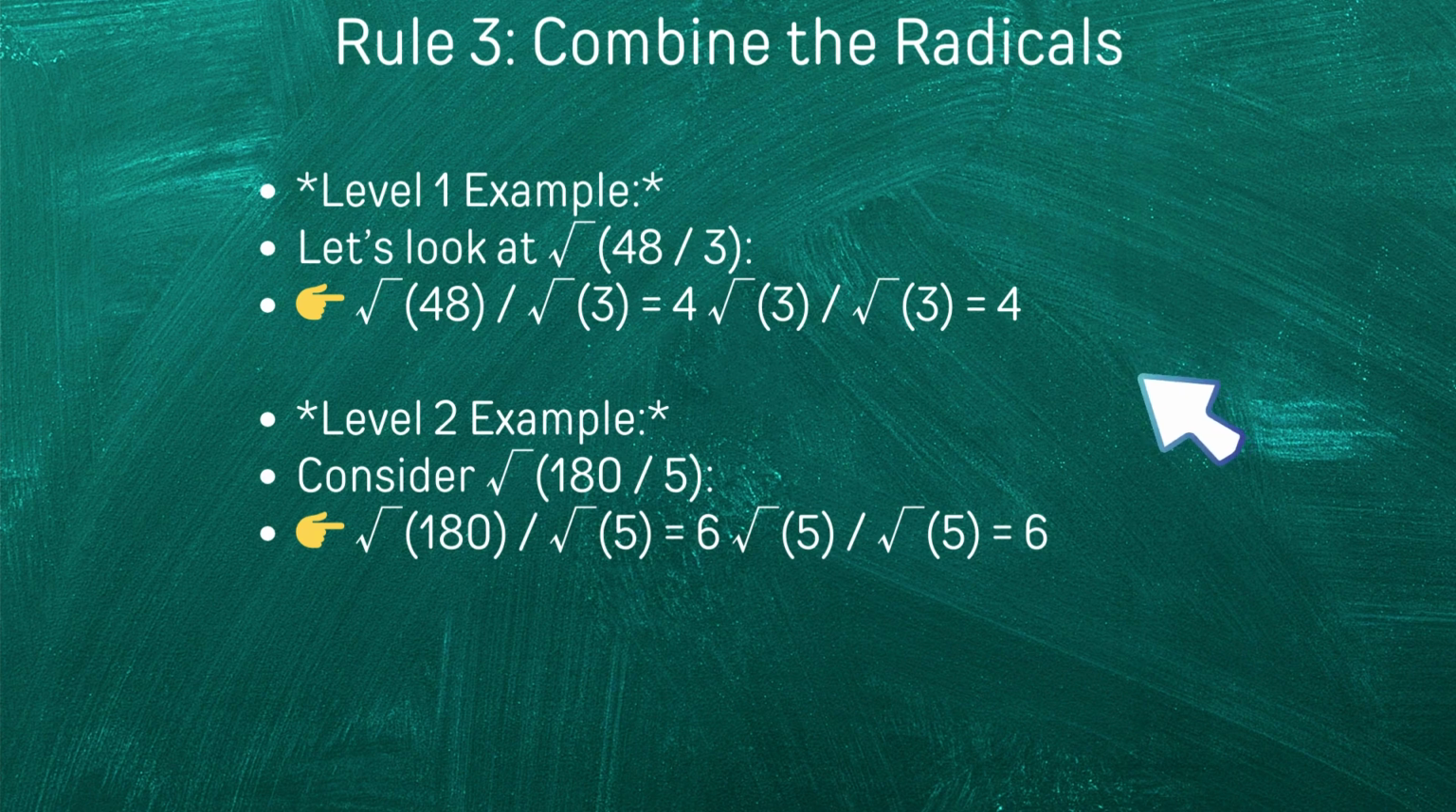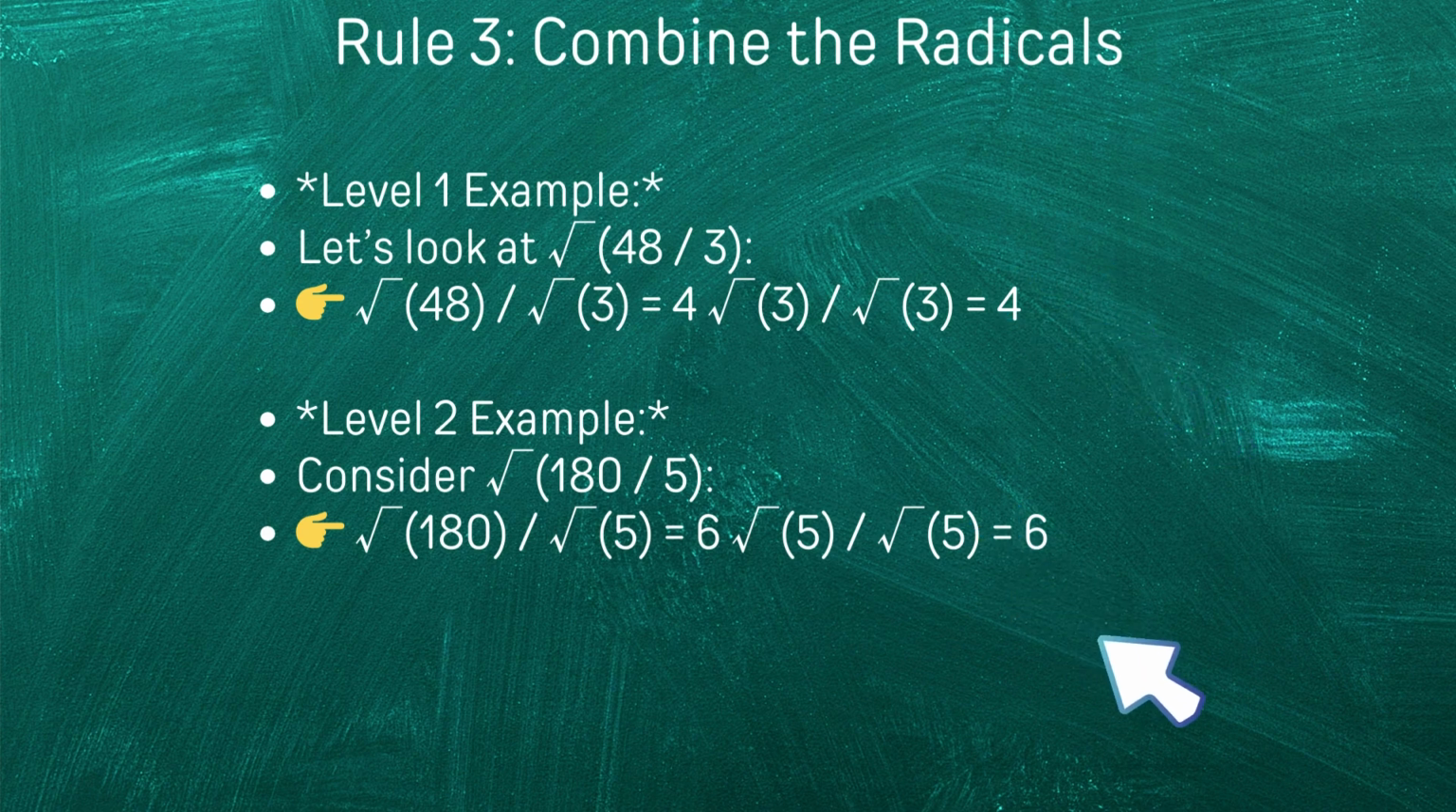Now let's combine the radicals when dividing. For level 1, let's look at the square root of 48 divided by 3. Combine the radicals to get the square root of 48 divided by the square root of 3. Simplify the square root of 48 to 4 times the square root of 3. Dividing 4 times the square root of 3 by the square root of 3 gives us 4.